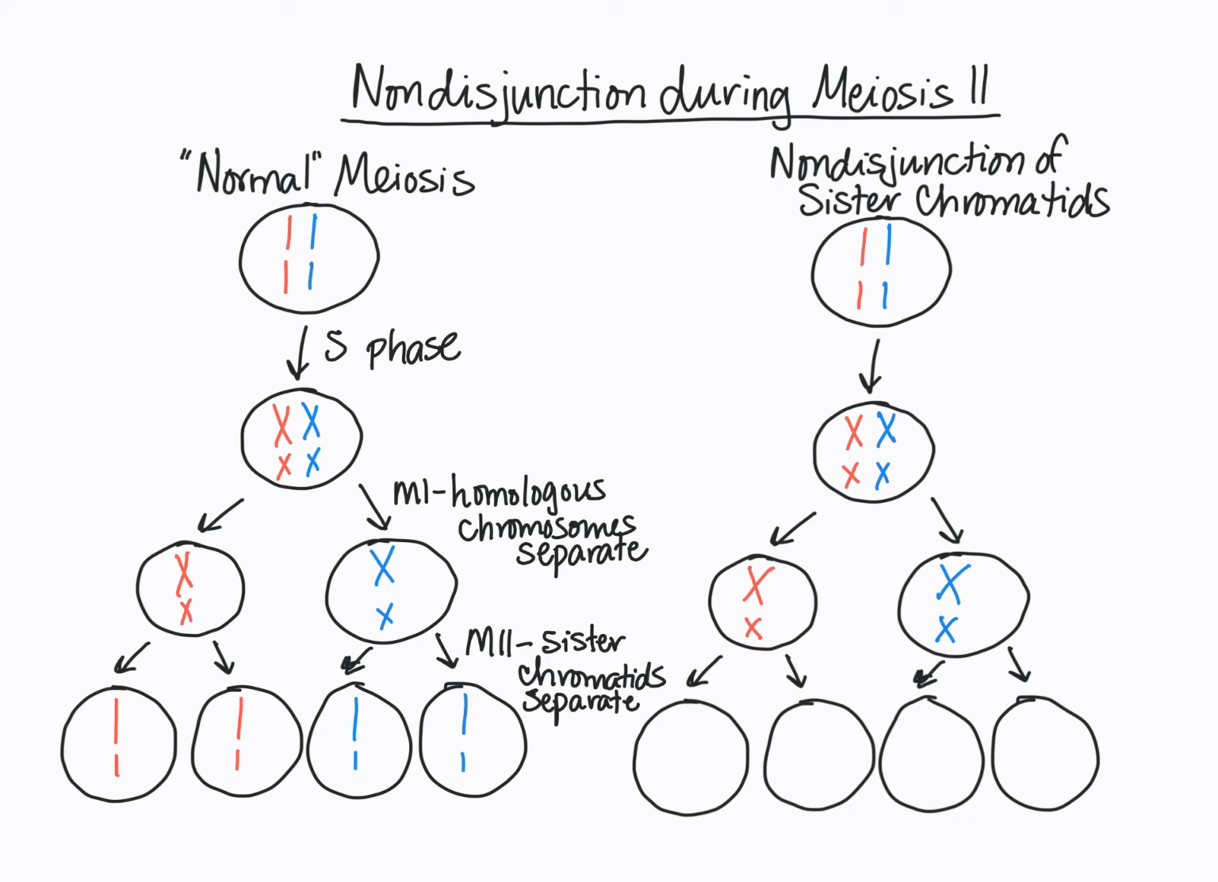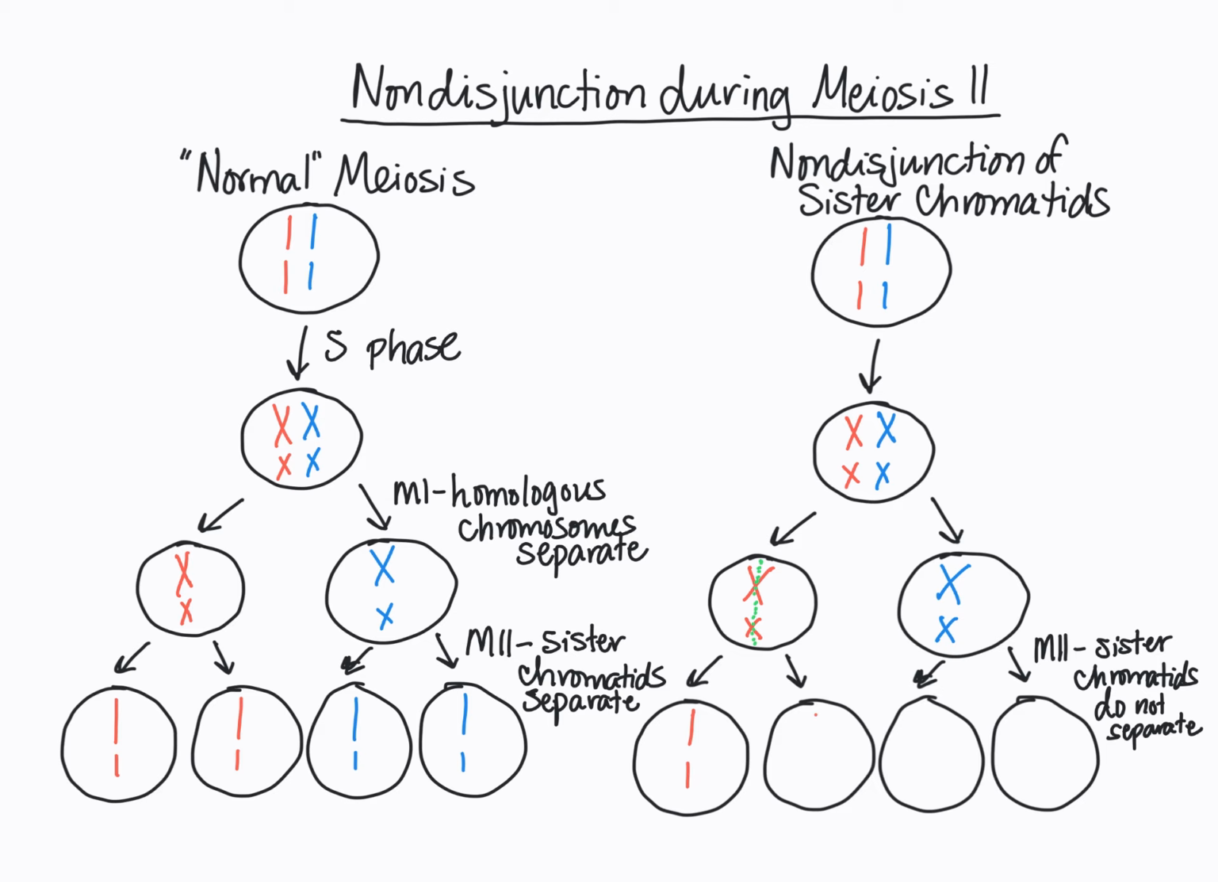The problem occurs with the second round of meiosis. And so in meiosis 2, non-disjunction happens when the sister chromatids fail to separate properly. So recall that the sister chromatids are supposed to be pulled apart in that one sister chromatid goes into one daughter cell and the other sister chromatid goes into the other daughter cell.